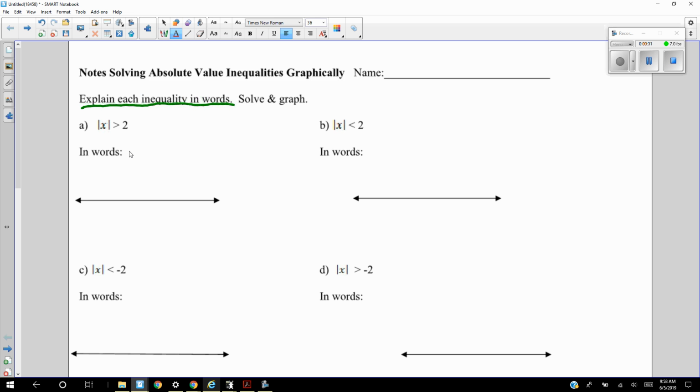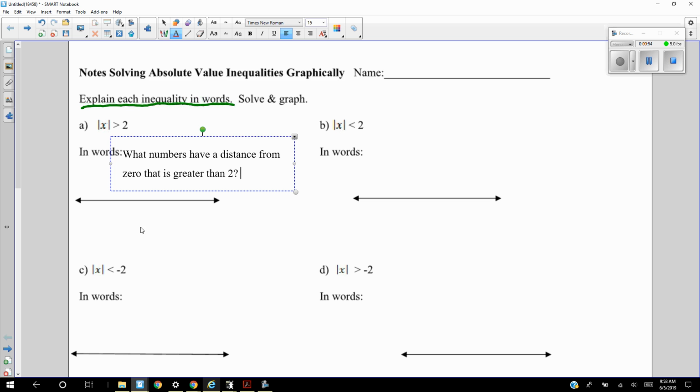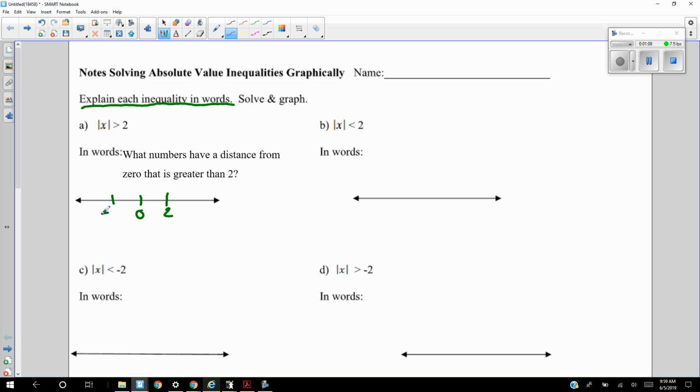So this first inequality in words is saying absolute value is a distance. So this is saying what numbers have a distance from 0 that is greater than 2. That's what this question is asking. So if you think about it, on the number line, we've got 0 right here in the middle. Think about what numbers are 2 units away from 0. Well, positive 2 is, and so is negative 2. So these are going to be the 2 key points.